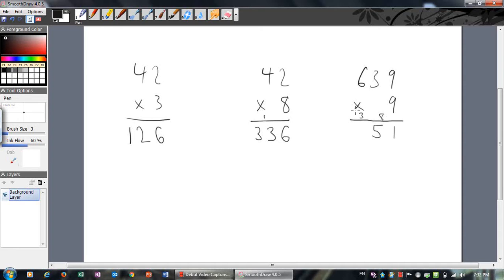Hundreds column, 6 times 9 is 54, 54 plus 3 is 57, so we write 57 in there. So 639 times 9 is 5,751. Okay, come and see me in class if that's an issue.